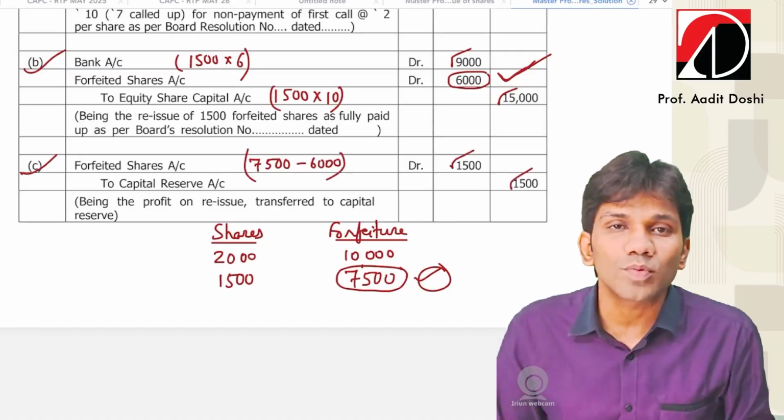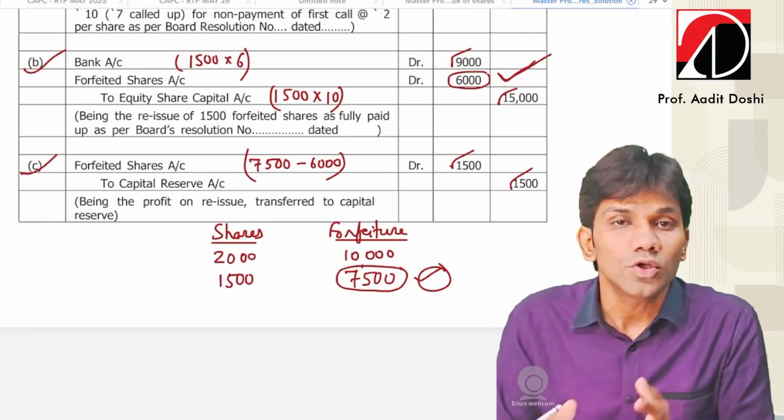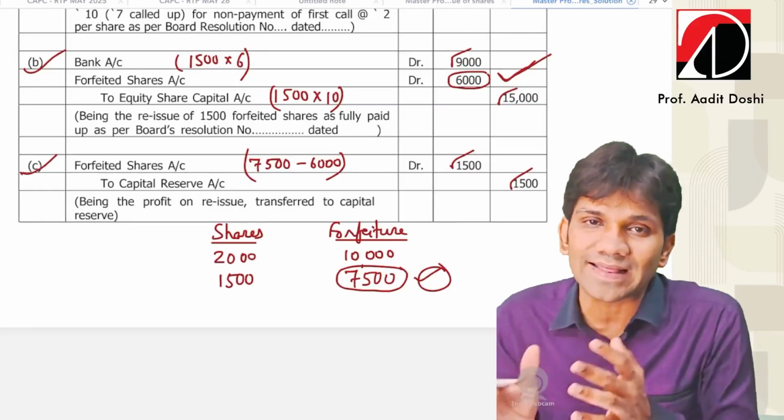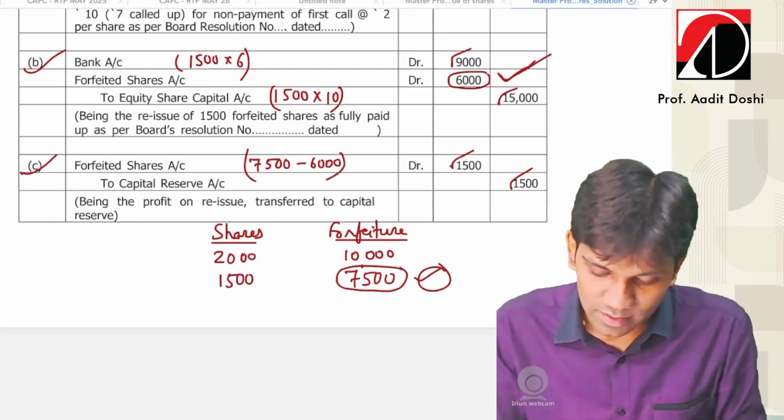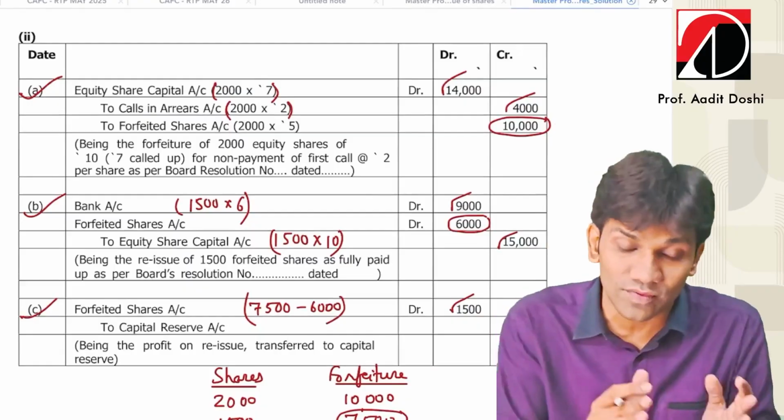This is how we are supposed to prepare the working note when the number of shares forfeited is not equal to the number issued. We have to calculate proportionate profit and then find out the final net profit. I hope it is very, very clear. This was the important concept which I wanted to discuss in forfeiture and reissue.